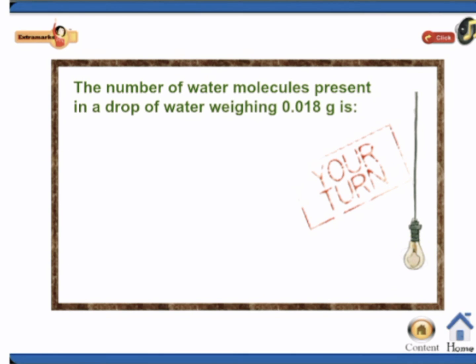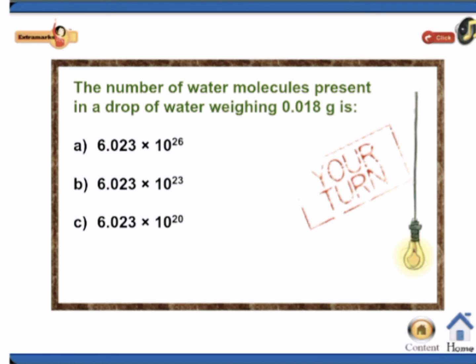From the given options, identify the number of water molecules present in a drop of water weighing 0.018 grams. The options are A. 6.023 × 10^26, B. 6.023 × 10^23, C. 6.023 × 10^20, D. 6.023 × 10^90.